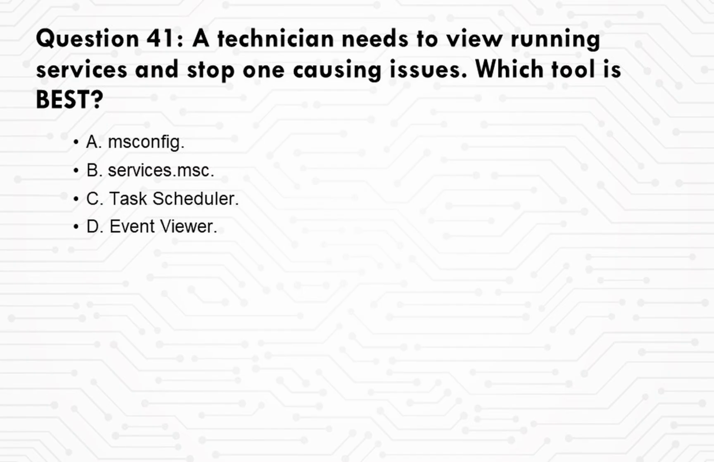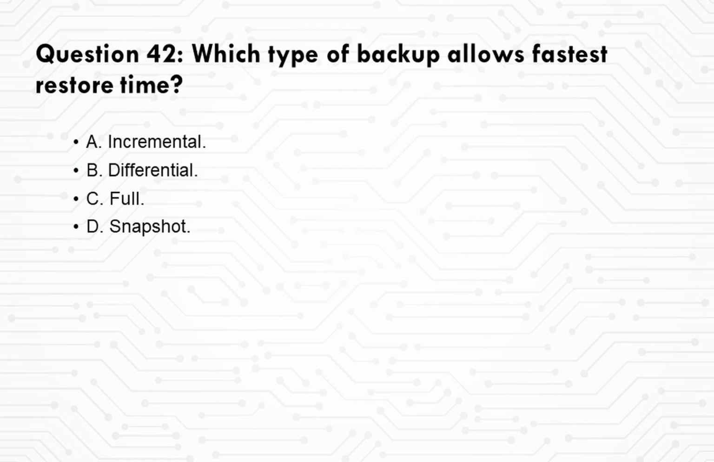Event viewer. Answer: B. Services.msc is used to manage services directly. Question 42. Which type of backup allows fastest restore time? A. Incremental. B. Differential. C. Full. D. Snapshot. Answer: C. Full backup restores fastest because all data is in one set.